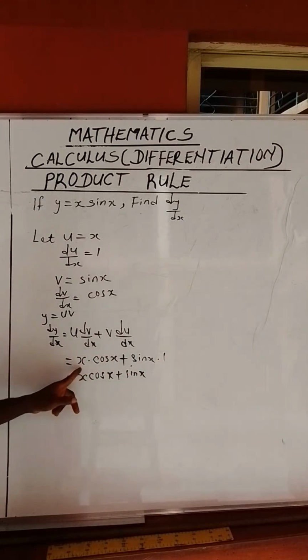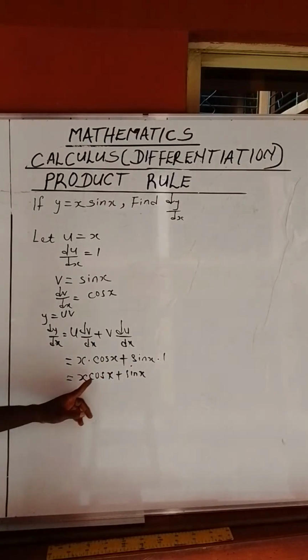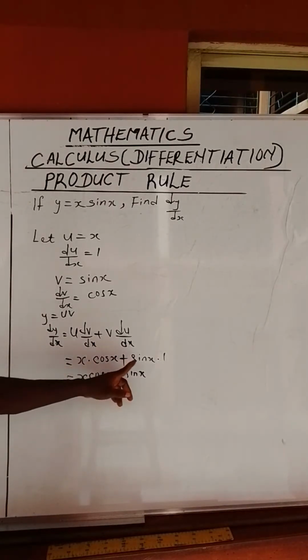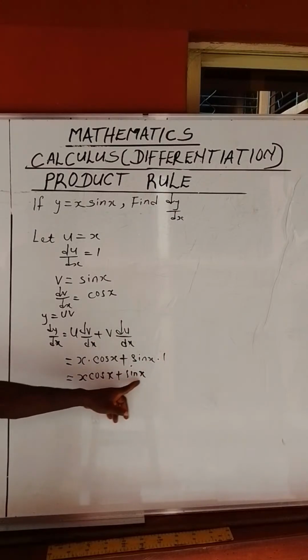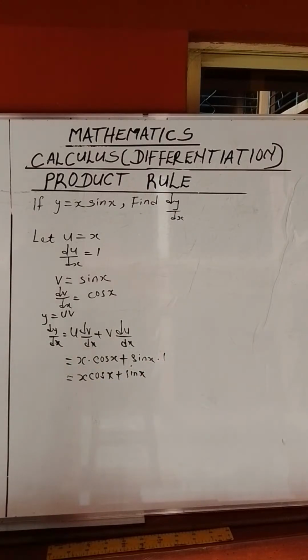When we multiply these two terms together, x and cos x, we arrive at x cos x, then plus sine x times 1, which is sine x. So this is the solution to the second question for this morning, mathematical edition, EZ Science TV, November special.